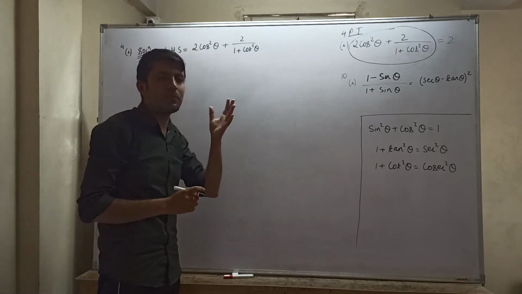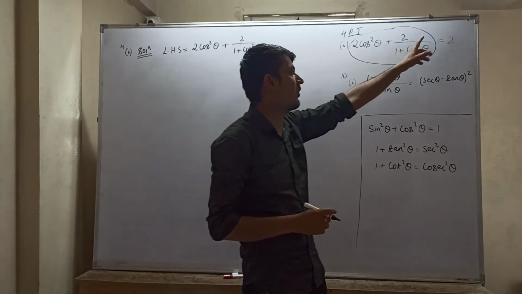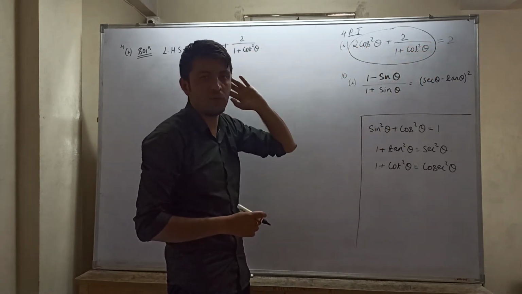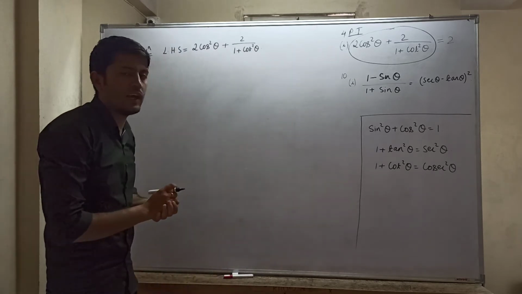And whenever you see the problem, you even look at the right hand side. What is your right hand side? Right hand side is 2. Keep that in your mind that you have to get 2. Okay? So let's see how to get 2.